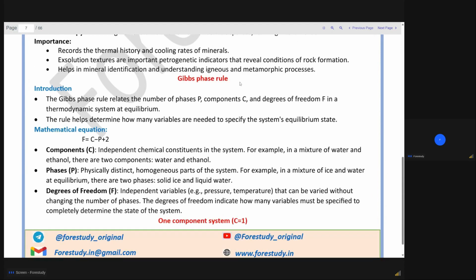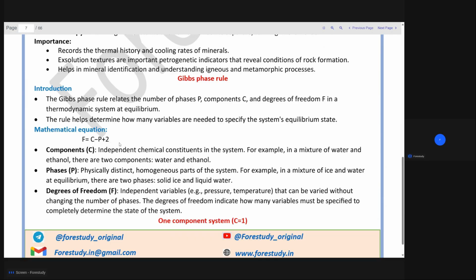Now we'll start with Gibbs Phase Rule. So this is very important because a lot of questions come in UPSC where you have to take aid from Gibbs Phase Rule to explain your answers. So Gibbs Phase Rule is given by this formula: F equals C minus P plus 2.